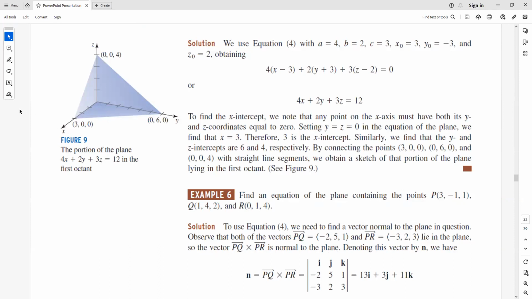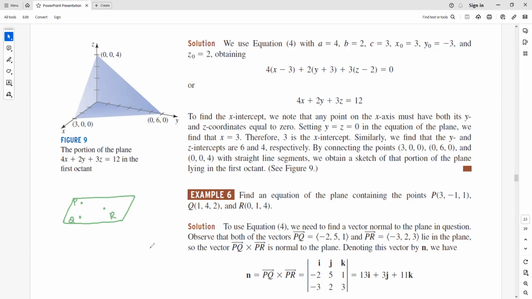Okay, so here now example 6, we have to find the equation of the plane containing the points P, Q, R. So 3 points are given, and what we actually need is 1 point and a vector that is normal to the plane. So let's consider that we have a plane, for instance, like this. We are given 3 points on the plane, let's say P, Q, and R. So this is point P, this is point Q, this is point R.